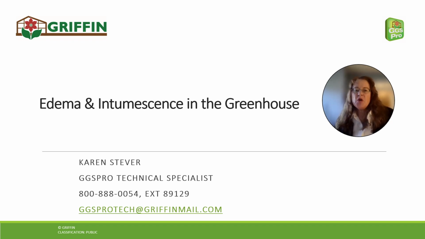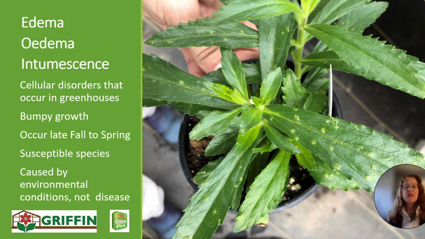Today in this short webinar, I'd like to talk to you about edema and intumescence in your greenhouse plants. Edema is often spelled oedema, also pronounced edema, and it's often lumped together with intumescence. All of these are cellular disorders that occur in greenhouses. They lead to a bumpy growth.